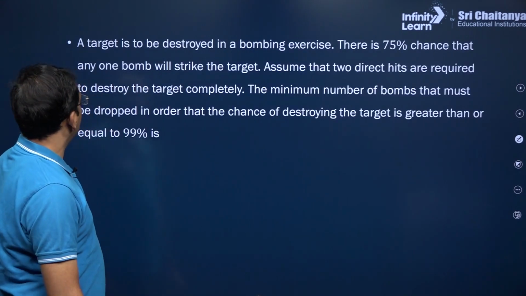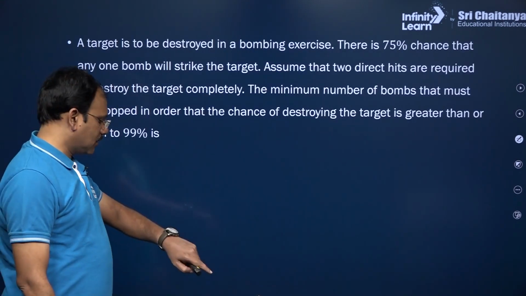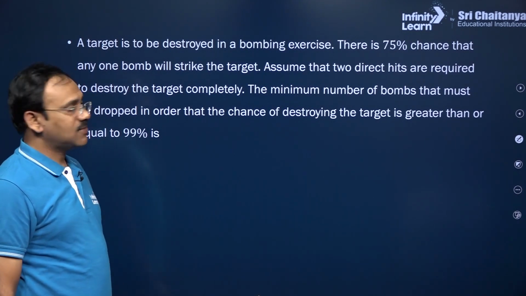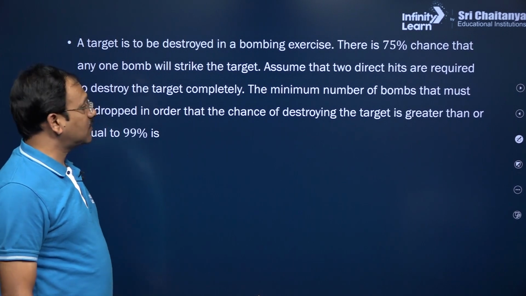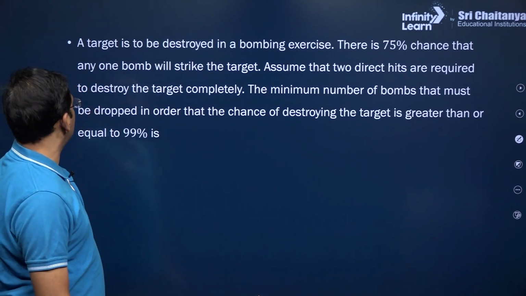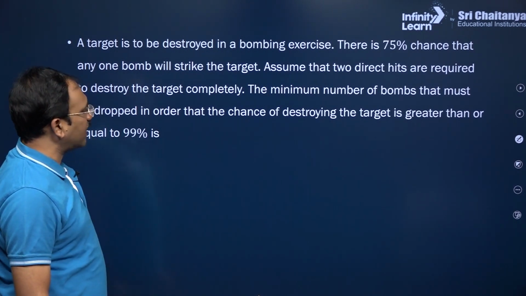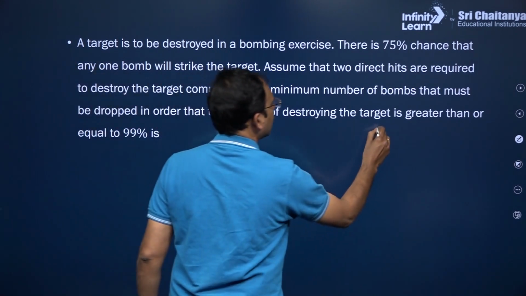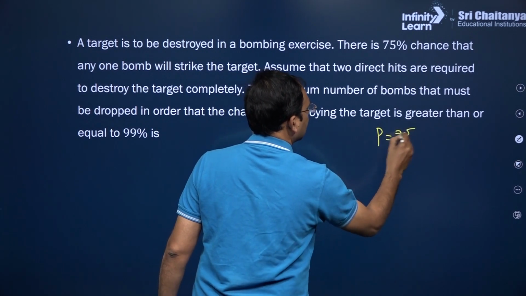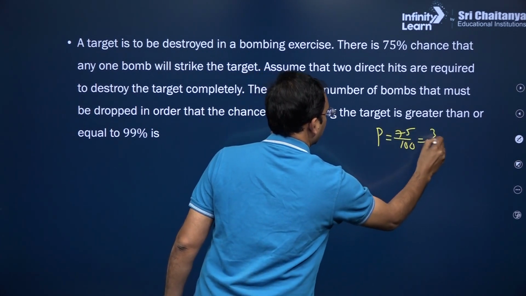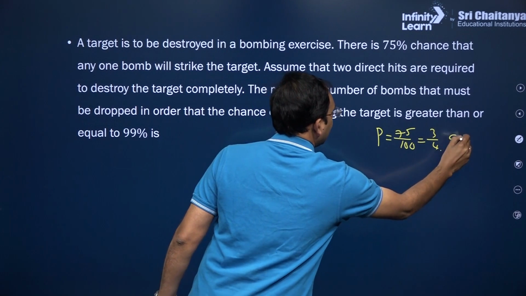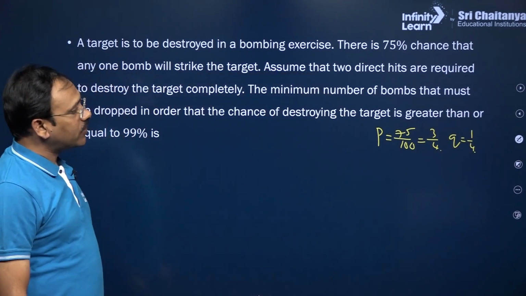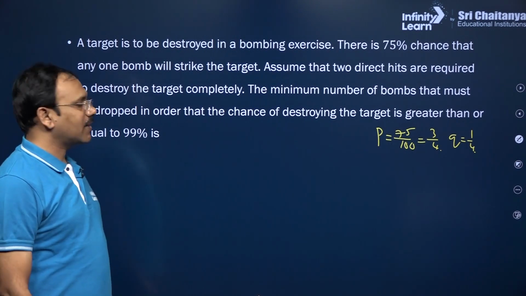Next, my dear friends, coming to integer answer type of questions. A target is to be destroyed in a bombing exercise. There is a 75% chance that any one bomb will strike the target. That means for a single bomb strike, the probability of success is 75%, that is 3 by 4. That means failure probability is 1 by 4. Assume that 2 direct hits are required to destroy the target completely.